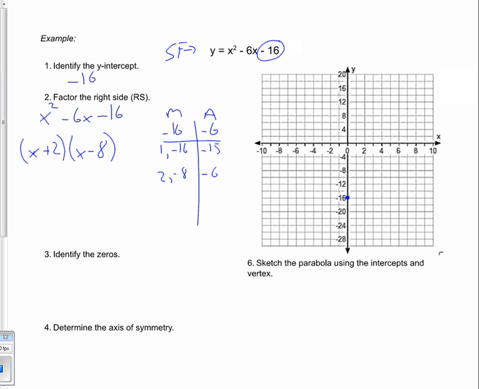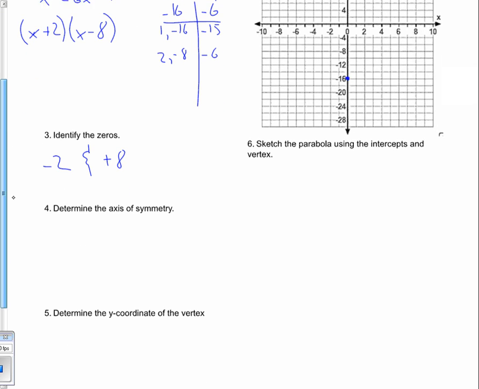Okay, so now that I've factored my right-hand side, I can go through and I can try to identify what the zeros are. So if my factored form is x plus 2, well, what number plus 2 gives me 0? Negative 2. And x minus 8, well, what number minus 8 gives me 0? Positive 8. Again, the opposite numbers that are in there.